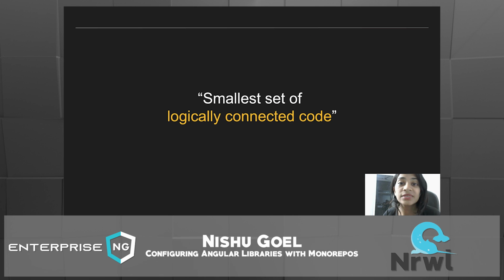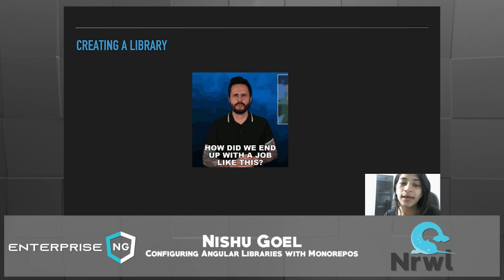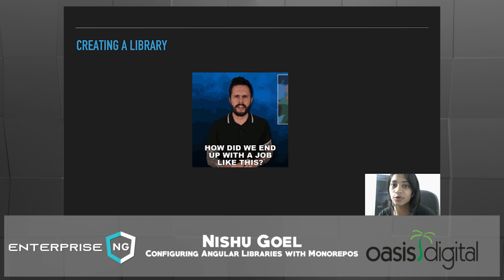And that's why a library is basically known as the smallest set of logically connected code, and that's what we should try to stick to when we are building our libraries, because we don't want to add any extra code which is not dedicated to the feature that we are trying to build inside our library. So it should be this smallest code which has this particular feature, and it's all logically connected inside this bundle. And that's when we get oriented towards building a library.